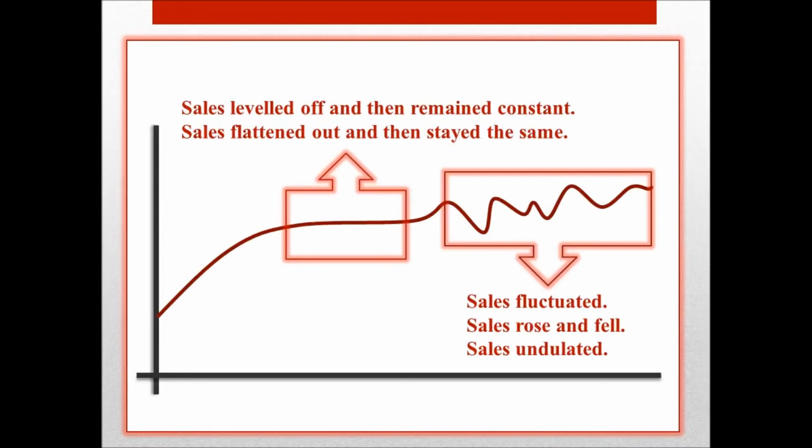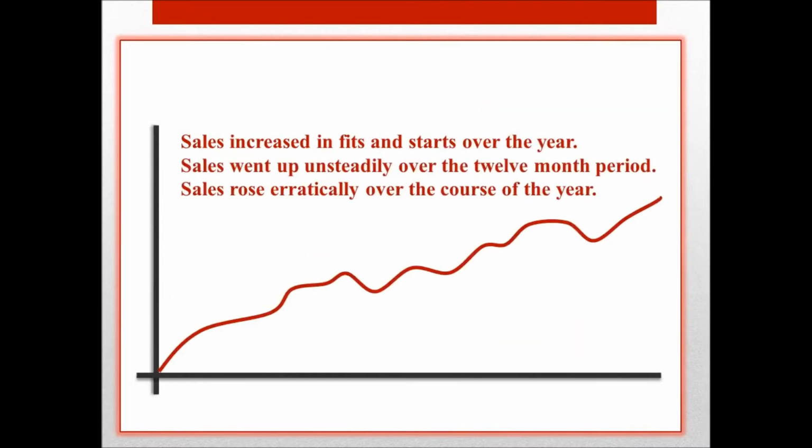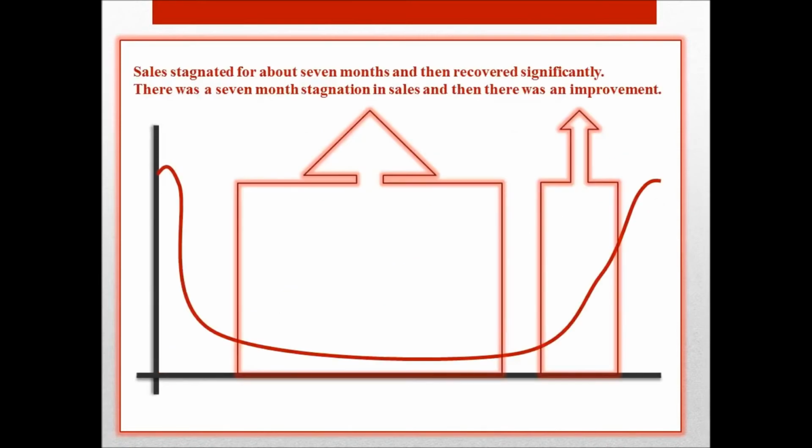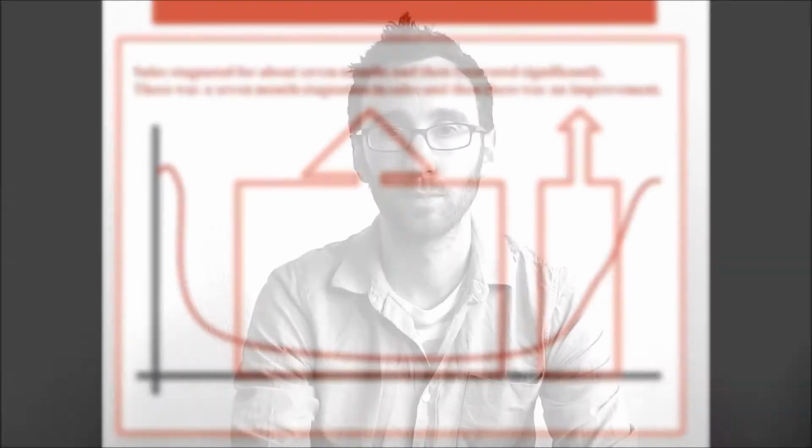Sales fluctuated. Sales rose and fell. Sales undulated. Sales increased in fits and starts over the year. Sales went up unsteadily over the 12-month period. Sales rose erratically over the course of the year. Sales stagnated for about 7 months and then recovered significantly. There was a 7-month stagnation in sales and then there was an improvement.